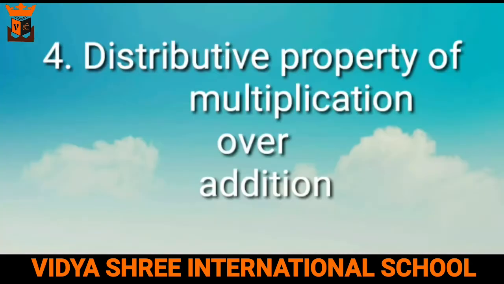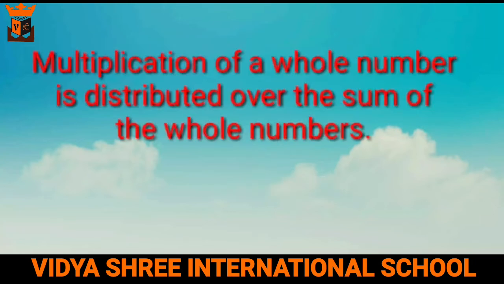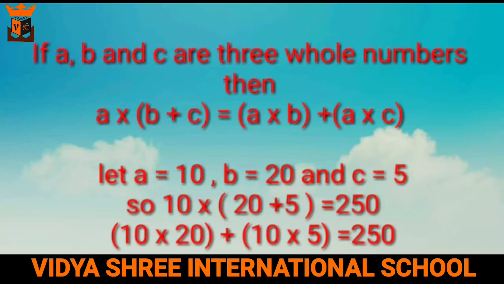Fourth property is the distributive property of multiplication over addition. This property shows us that the multiplication of a whole number is distributed over the sum of the whole numbers. If A, B and C are three whole numbers, then A multiply (B plus C) is equal to A multiply B plus A multiply C. Let A equal 10, B equal 20 and C equal 5. So 10 multiply (20 plus 5) will be equal to 250, and 10 multiply 20 plus 10 multiply 5 is equal to 200 plus 50, which is equal to 250.